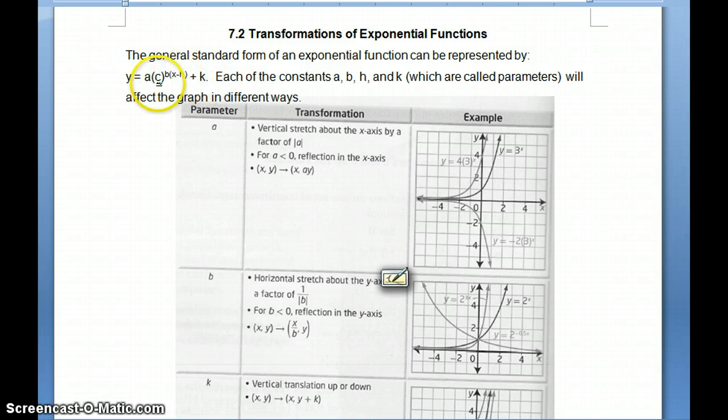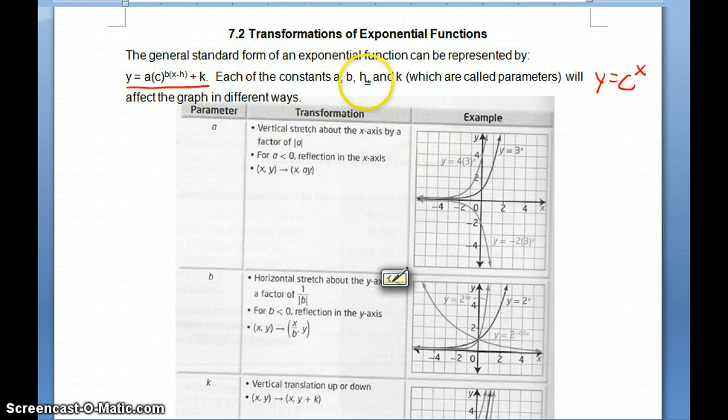So here we have a general form of our exponential function. We have y is equal to a times c, and that's our base there, and that's to the exponent, we'll have b times x minus h, and that whole thing there is added with k. And just as a note, a, b, h, and k, those are all new constants that we haven't seen before compared to our previous understanding of exponential functions. So that was y is equal to c to the x.